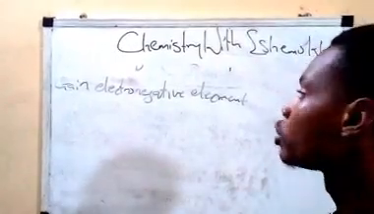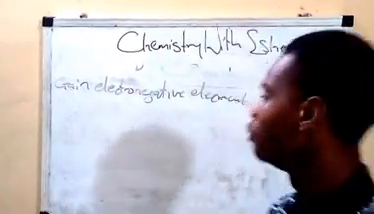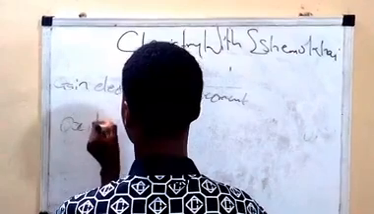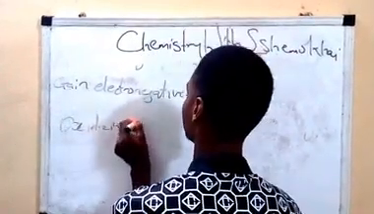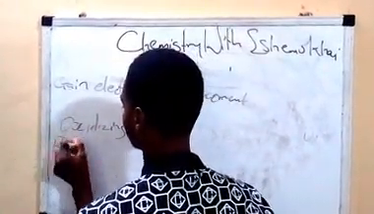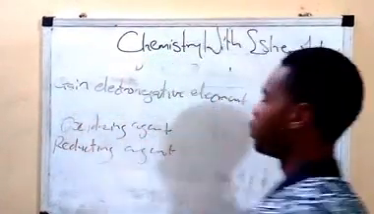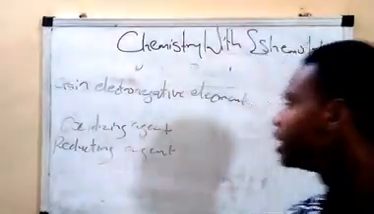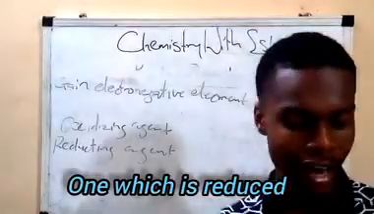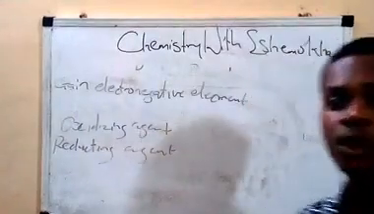Now let us talk about oxidizing agents and reducing agents. Can we continue? In oxidizing agent, pen down. Alright, an oxidizing agent is one which is reduced.